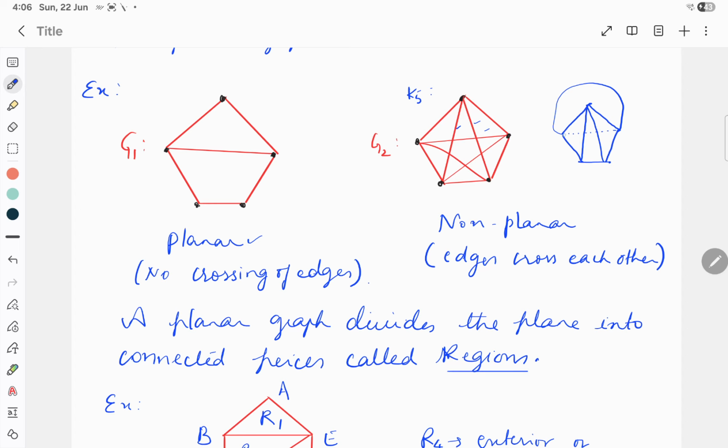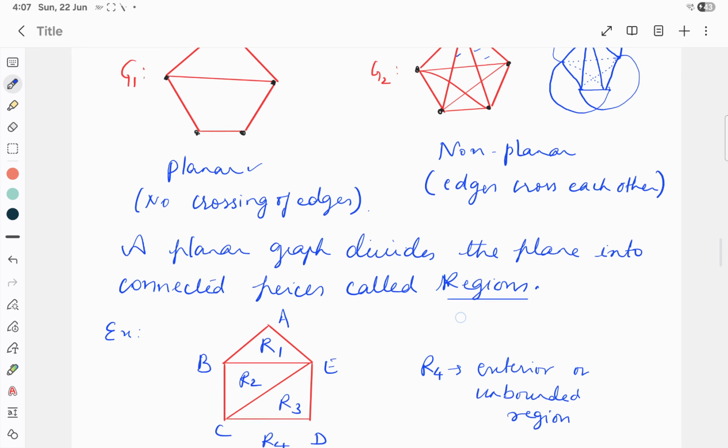Again, instead of drawing an edge connecting these 2 vertices, if I draw the edge from outside, again there is no crossing of edges. Next we are left with one more last edge which is connecting these 2 vertices. If I draw inside, there will be a crossing of edges. If I try to draw the edge from outside, again there will be a crossing of edges, and therefore it is a non-planar graph. So K5 is a non-planar graph.